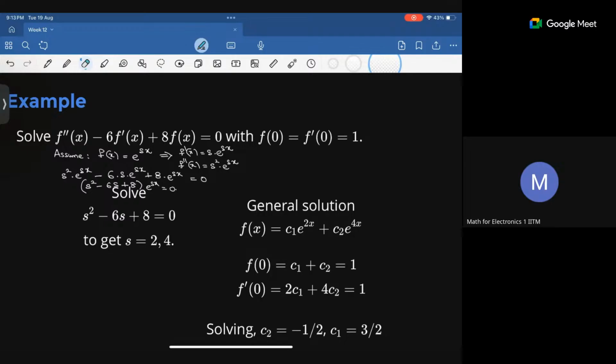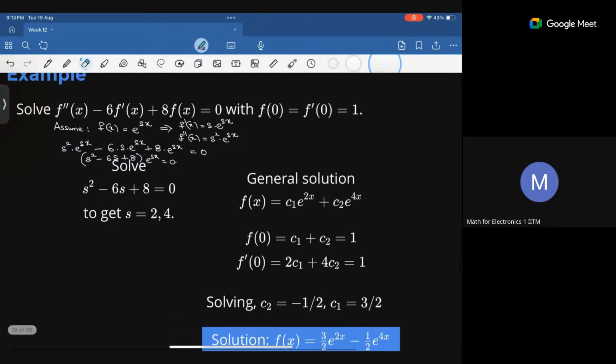So the derivatives will be replaced with s power the derivative. Okay, so you can get this expression. Now s square minus 6s plus 8 is equal to 0 is a quadratic equation. When you solve it, you will get that s can be 2 or s can be 4. So this is s1 and this will be s2.